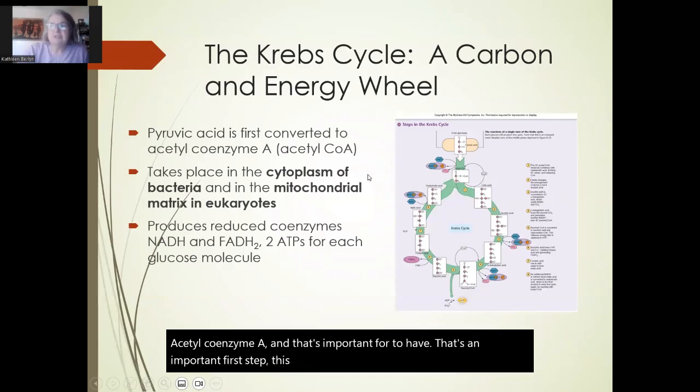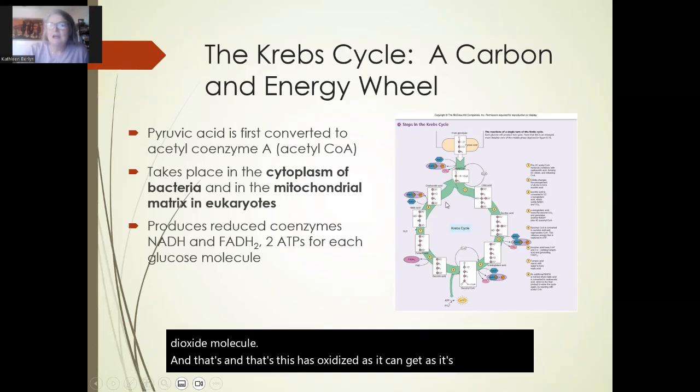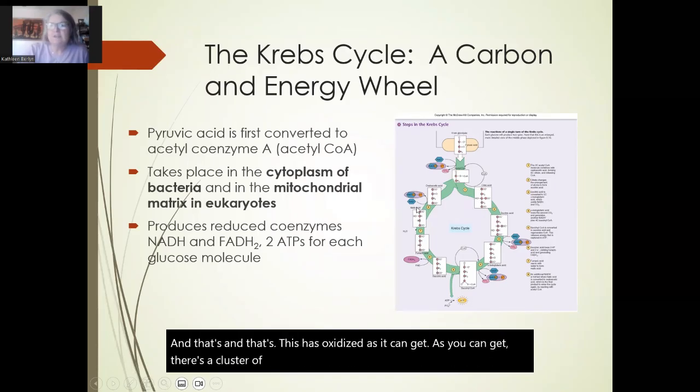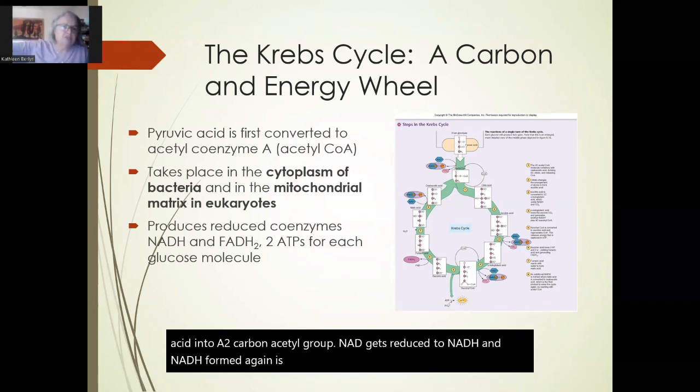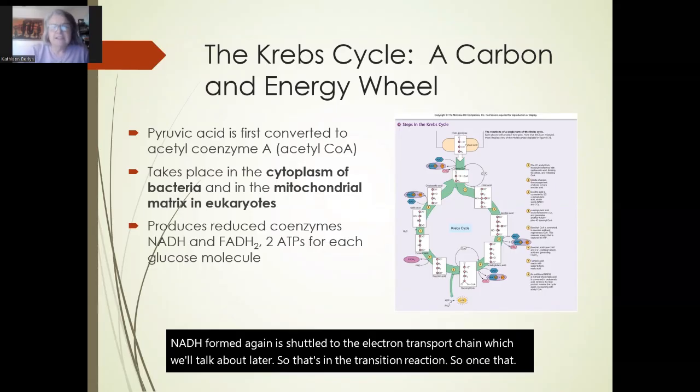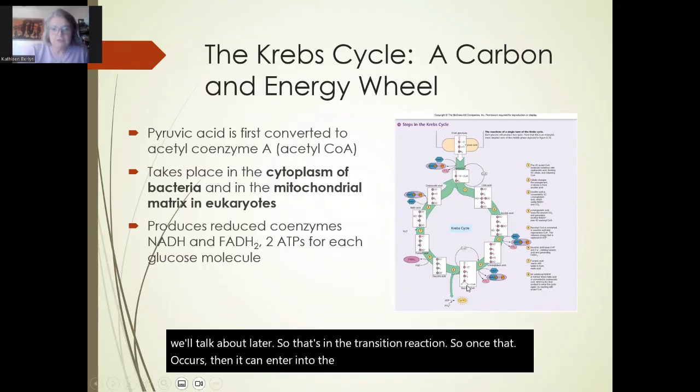This oxidation reaction releases the first carbon dioxide molecule, and that's as oxidized as it can get, as CO2 can get. There's a cluster of enzymes, and coenzyme A dehydrogenates pyruvic acid into a 2-carbon acetyl group. NAD gets reduced to NADH, and NADH formed, again, is shuttled to the electron transport chain, which we'll talk about later. So that's the transition reaction. Once that occurs, then it can enter into the Krebs cycle, or the citric acid cycle.